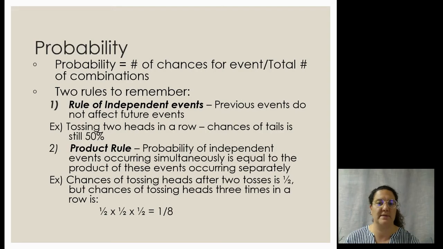And the rule of independent events means that previous events do not affect future events. If you toss a heads on a coin, the chance of you tossing heads again is still 50%, no matter what's happened before. And the product rule states that the probability of independent events occurring simultaneously is equal to the product of these events occurring separately. So the chance of tossing heads after 2 tosses is 1 out of 2, but the chance of tossing heads 3 times in a row is 1 in 8. So it's 1 in 2 times 1 in 2 times 1 in 2.